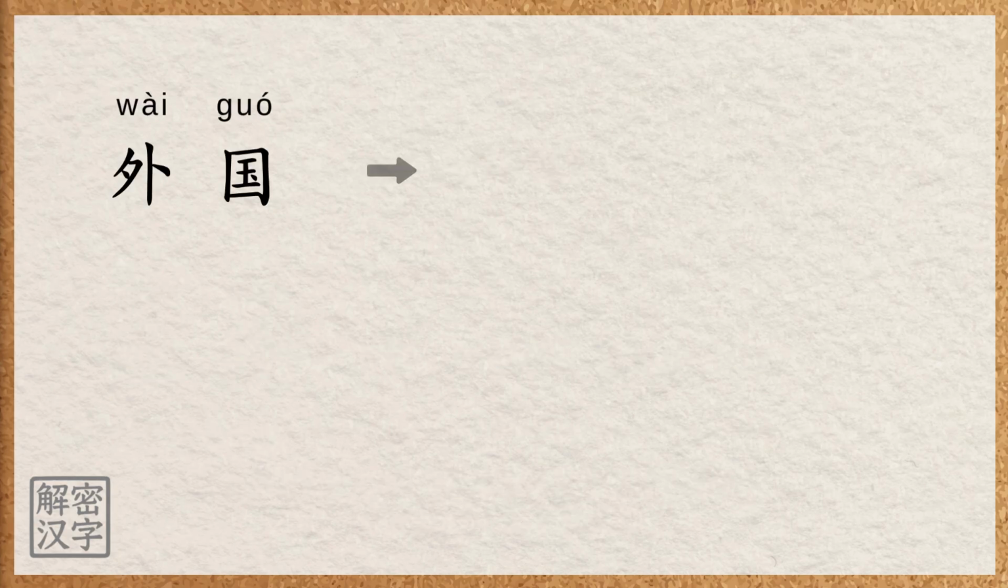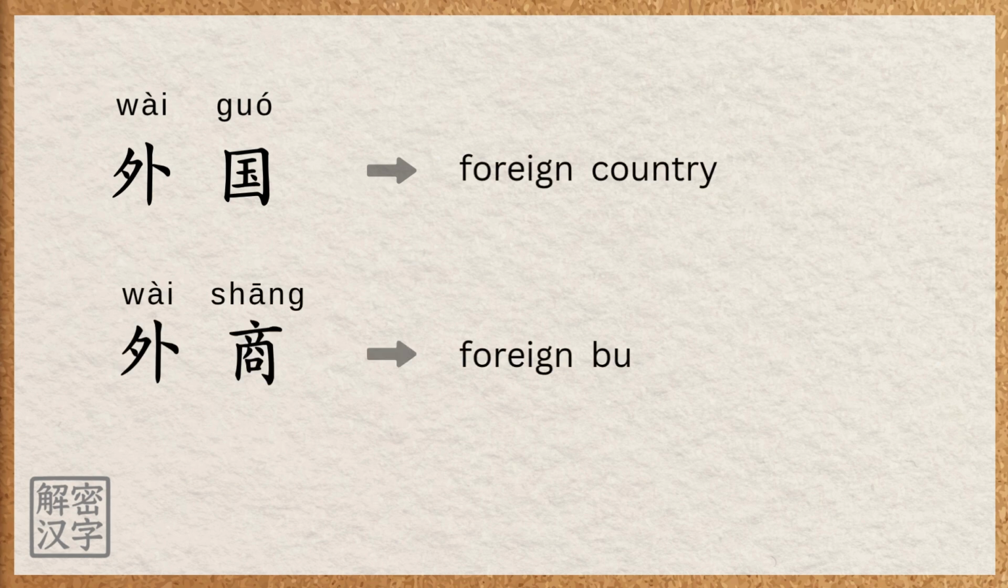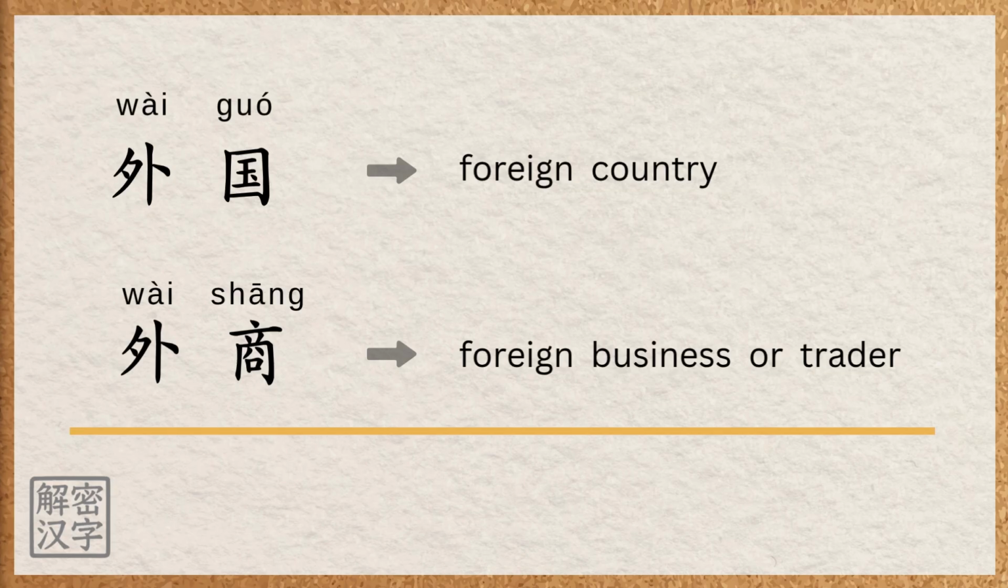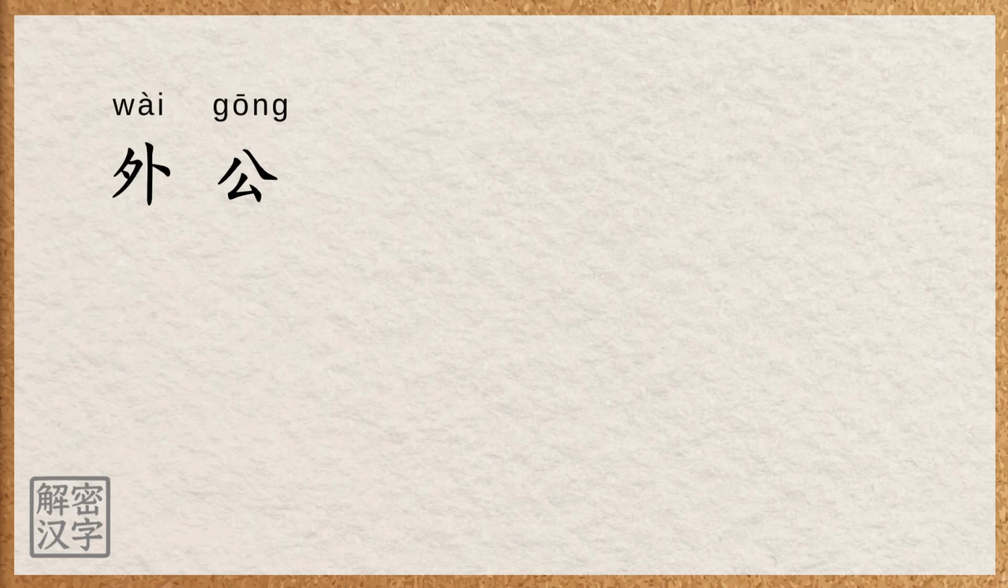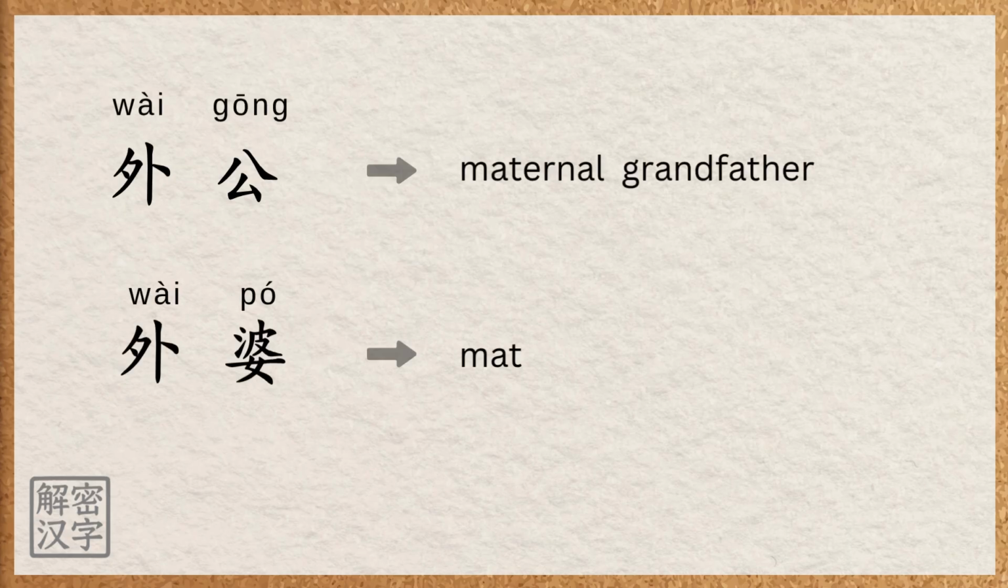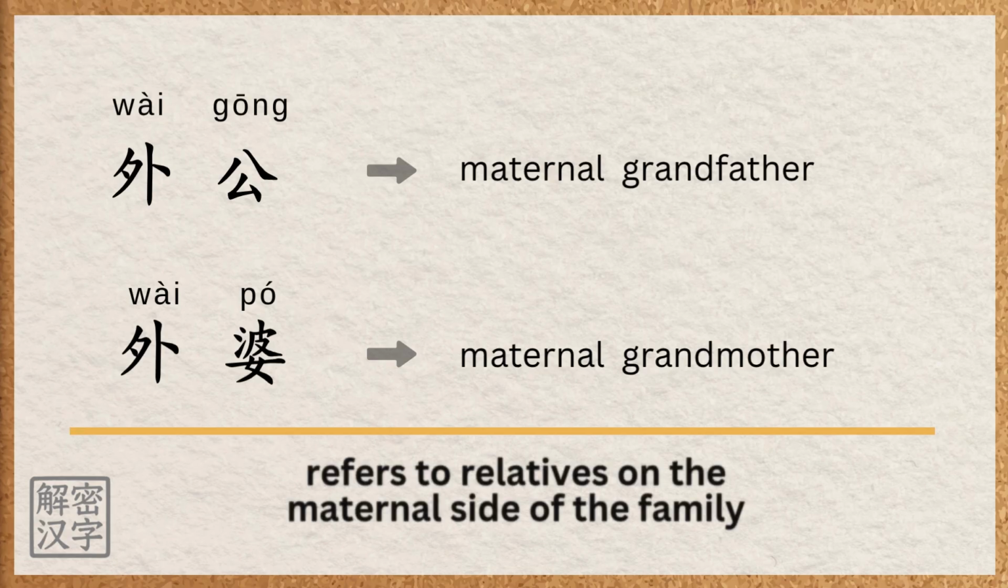外国 means foreign country. 外商 means foreign business or trader. Here, 外 refers to foreign or from outside the country. 外公 means maternal grandfather. 外婆 means maternal grandmother. Here, 外 refers to relatives on the maternal side of the family.